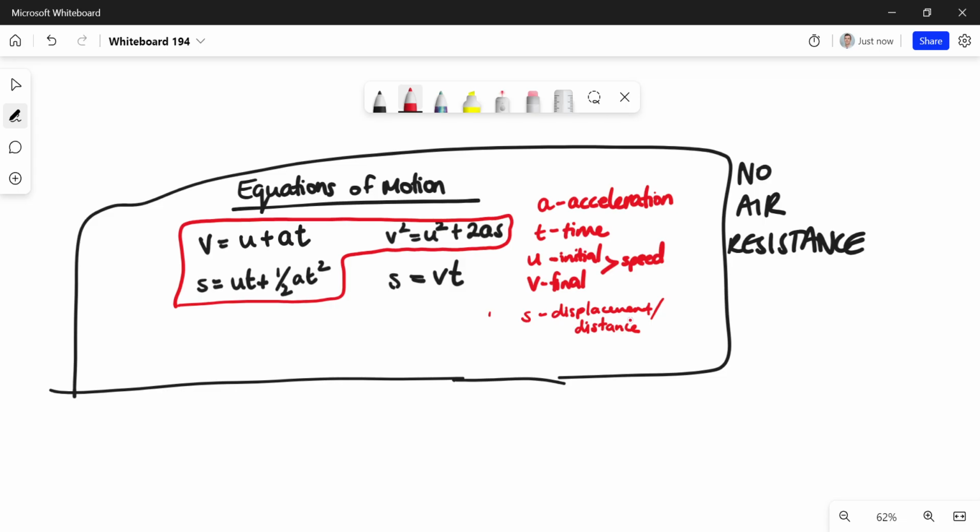Now, the reason that these 3 equations are quite separate to the 4th one is because all of them involve an acceleration, and you can see that because the letter A is in each of those equations. Now, what that tells me is that in these questions, we have a changing velocity. And the reason I can tell that is because we have an acceleration. Without an acceleration, we would have to assume that the velocity is not changing.